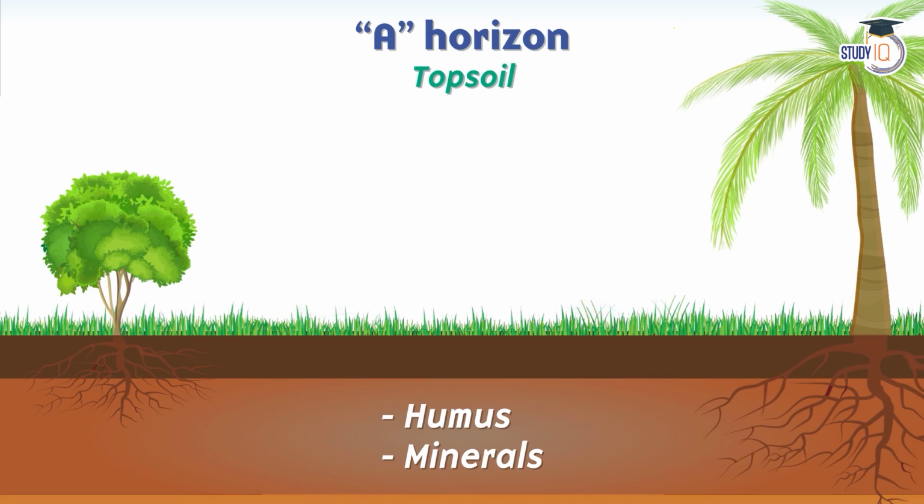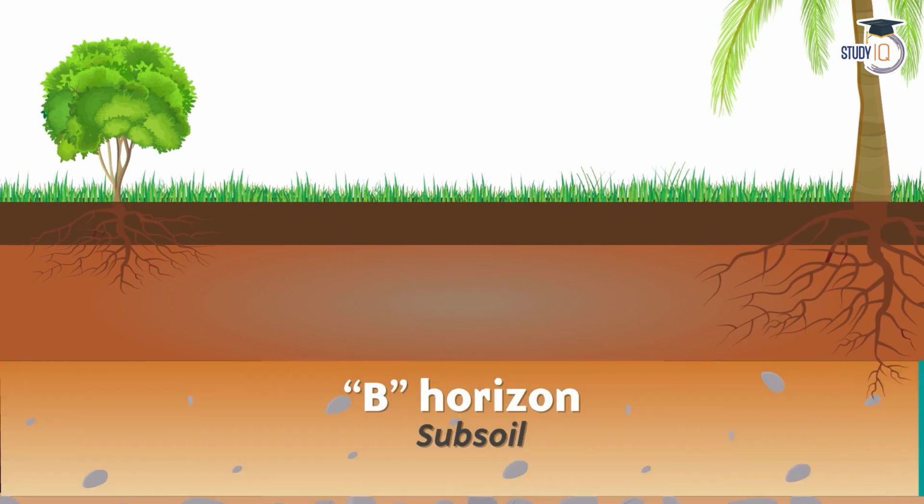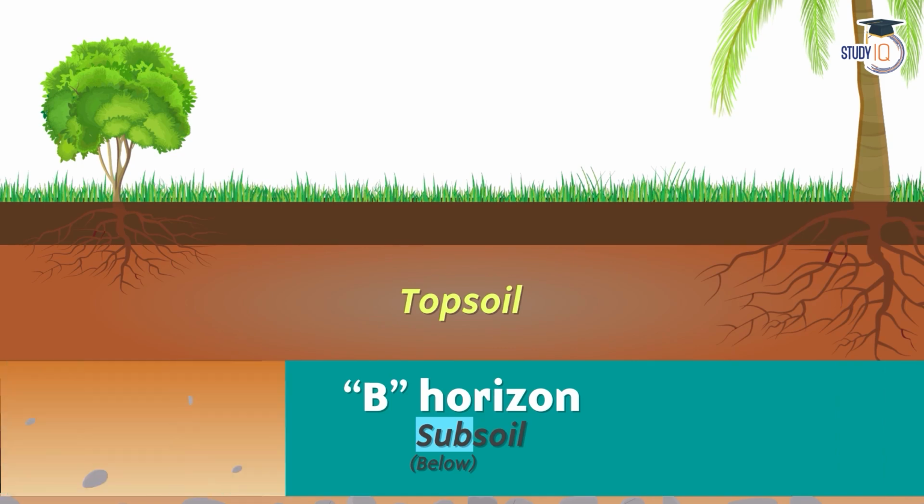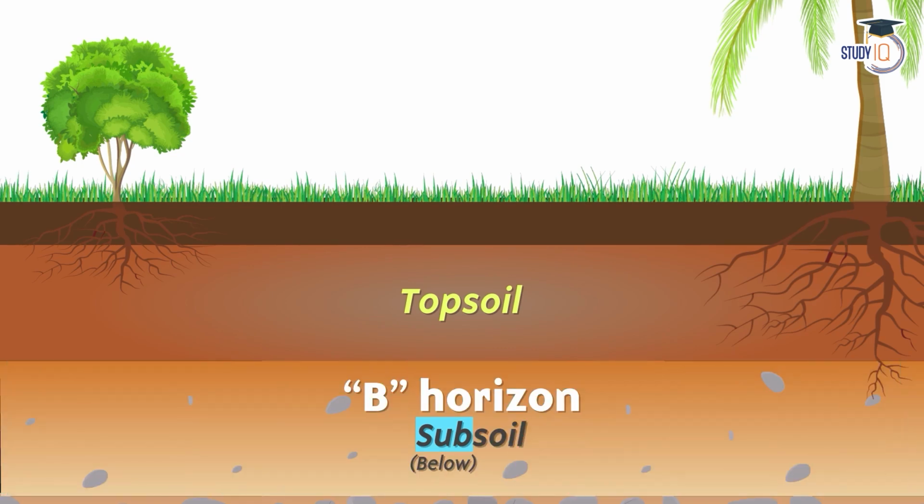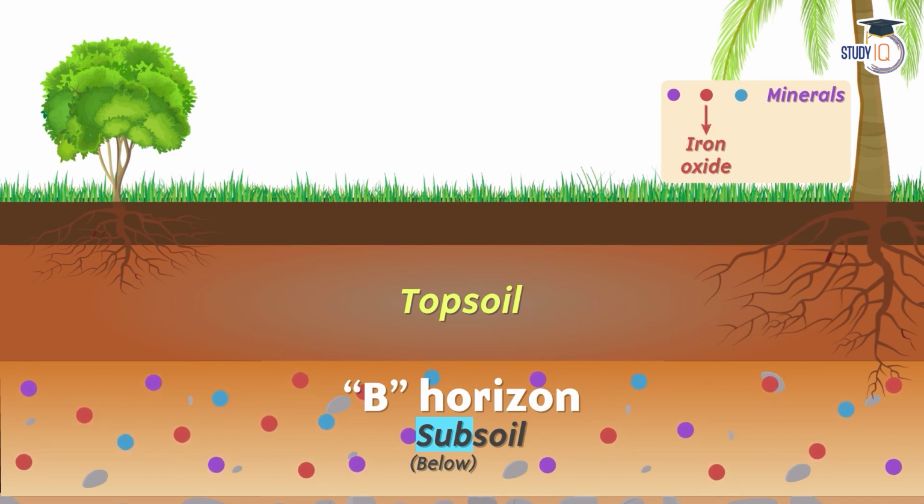Next in the list is the B horizon. This layer is also called the subsoil. Sub here refers to below. That means the layer present below the topsoil. This layer has a reddish tone. It is mainly due to the presence of many minerals. The B horizon consists of several minerals embedded in it. Amongst all, iron oxide is found in very large quantities. That is the major reason for the B horizon to appear reddish-brown in color.